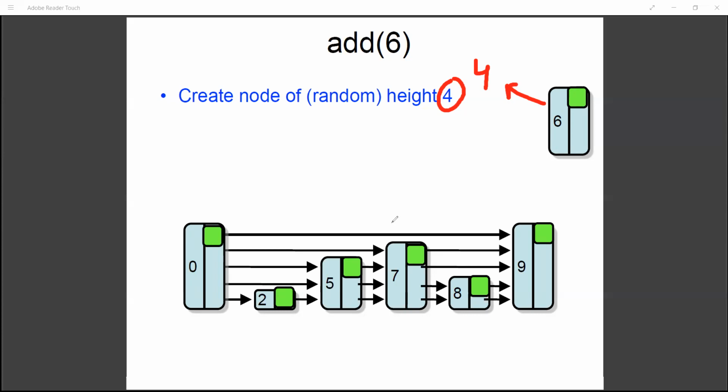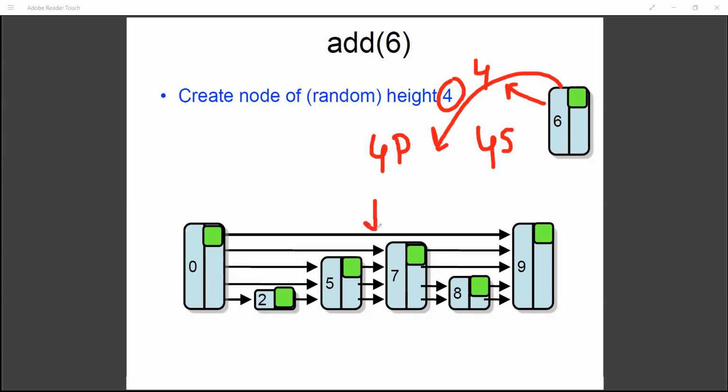Now we have to identify predecessors and successors for this particular 6. That means we have to identify 4 predecessors and 4 successors for this given node. What are the predecessors? Suppose 6 is inserted between these. What are these 4 predecessor links for this one?